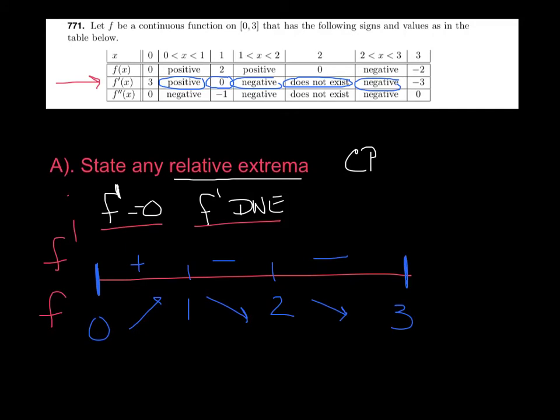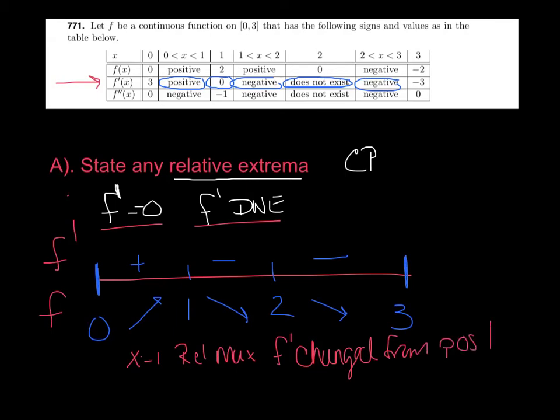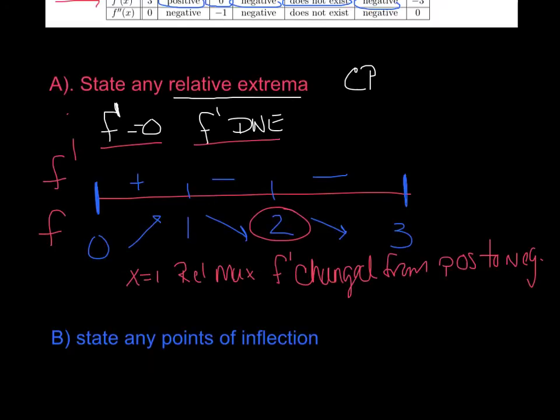Okay, so now let's talk about our relative extrema. What does that tell me? That tells me x equals 1 is a relative max. And of course I know that because f prime changed from positive to negative. Okay, there's my justification. Is x equals 2 anything? Well, no, because f prime went from negative to negative, so it is not a relative max nor a relative min. B says state any points of inflection.